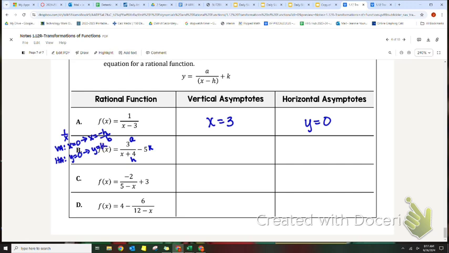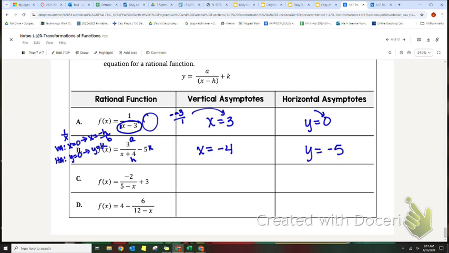All right? And you can see that on this one. If I take my h and I do negative h divided by my b is 1, negative 3 divided by 1 is 3. My k, I'm not adding anything there, so it's a 0, and so my k value is my horizontal. Same thing here on b. So I know it's going to be x equals negative 4, and then my horizontal is y equals the negative 5.